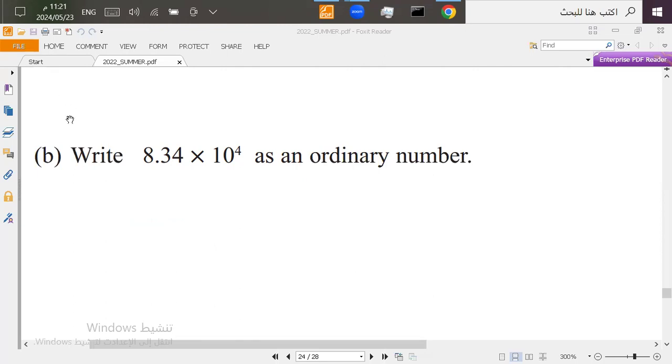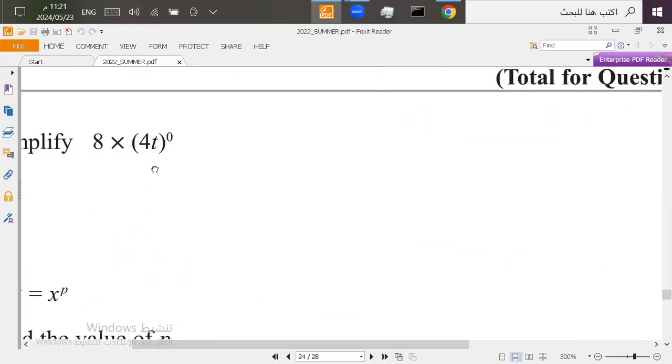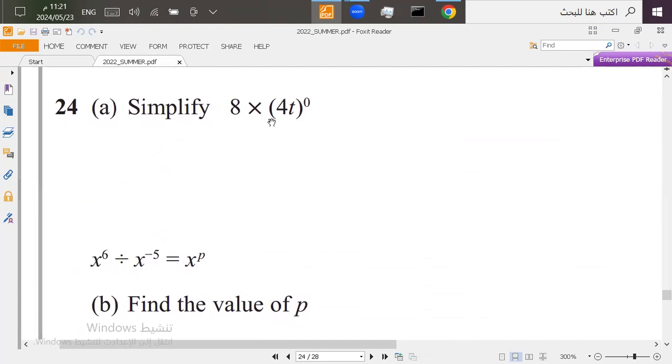Okay, let's move on. Question 24, simplify this. Let's take a look. First, here we have 40 with a bracket and the power is 0. And anything to the power 0 is 1. So it's going to be 8 times 1. Because the whole thing is to the power 0, it's 8 times 1. So it's going to be 8.